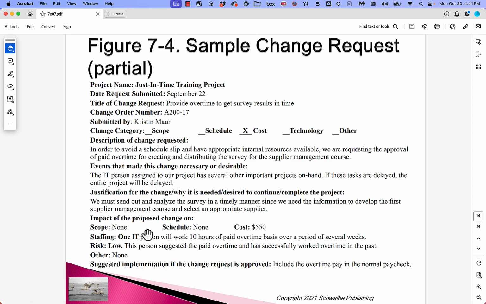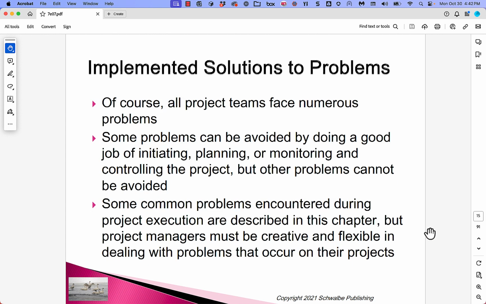We might estimate the impact. How's it going to change the scope? How's it going to change the schedule? Is it going to change the cost? And we're going to take a look at the risk. There's a lot of good stuff in this particular version, what a change request might look like.